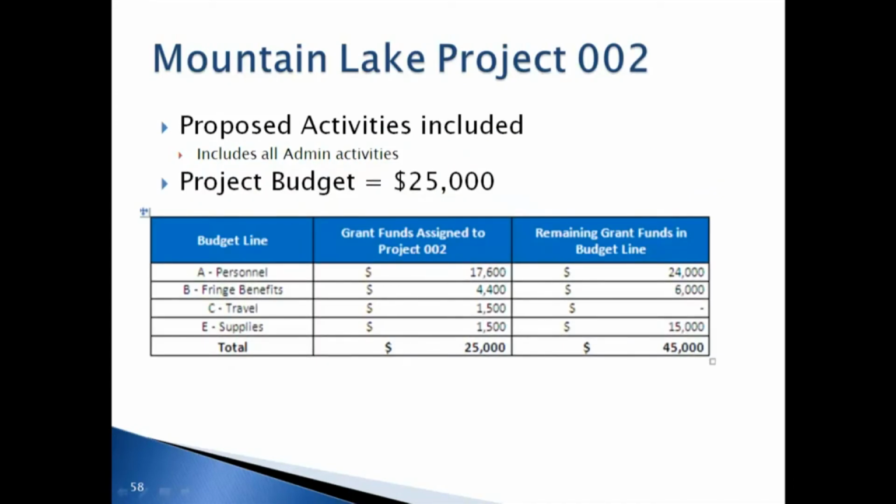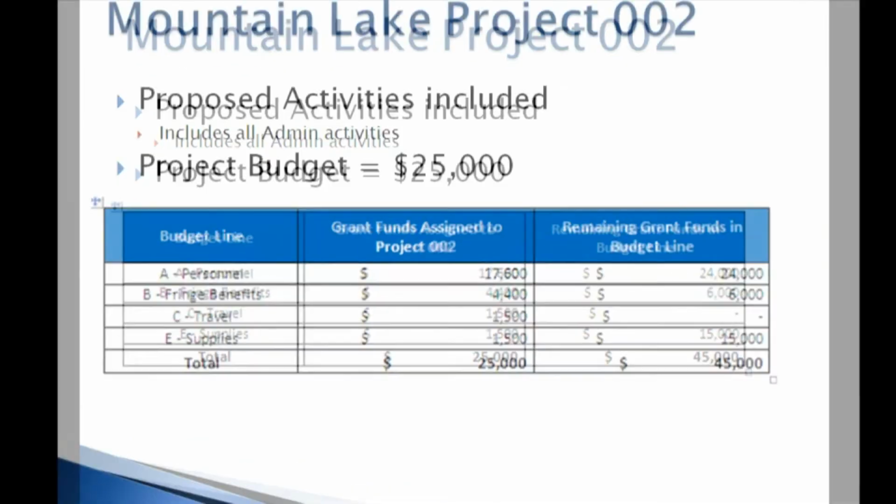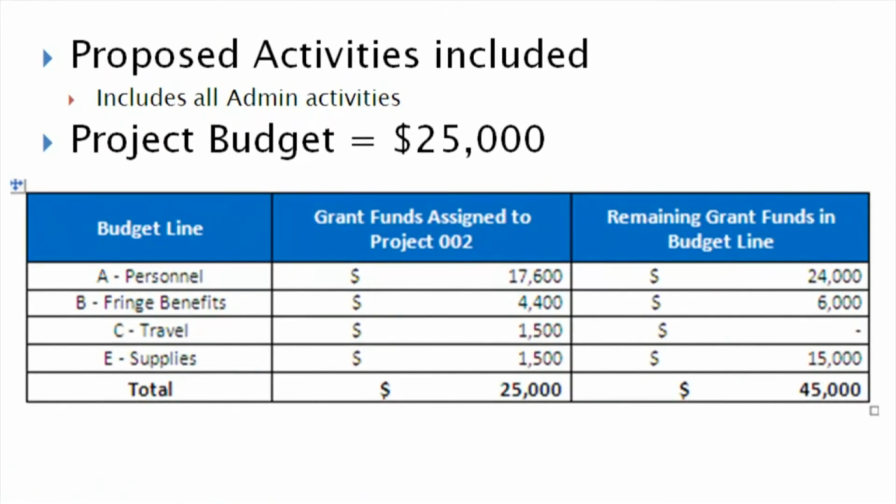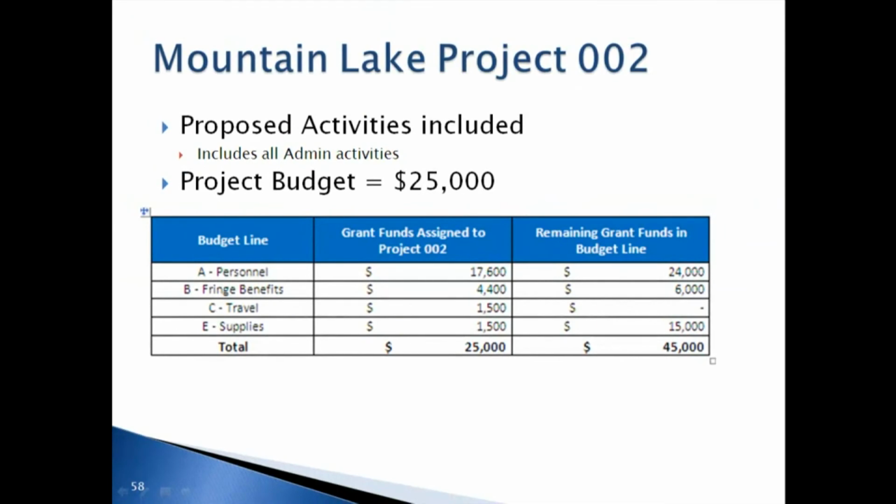Mountain Lake Project 002 in the DRGR action plan is fully focused on admin activities. To create this $25,000 project budget, going back to the application budget worksheet, contributions were taken from line items A, B, C, and E for a total of $25,000 in the project budget in the DRGR action plan. After the line item contributions, it was found that line items A, B, C, and E had a total of $45,000 left over, which we'll see being attributed to Mountain Lake Project 003.